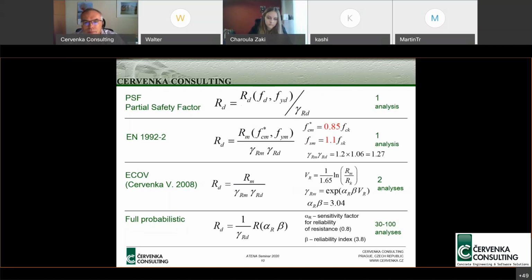higher safety factor, model uncertainty.